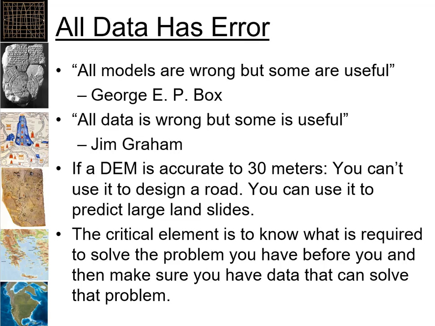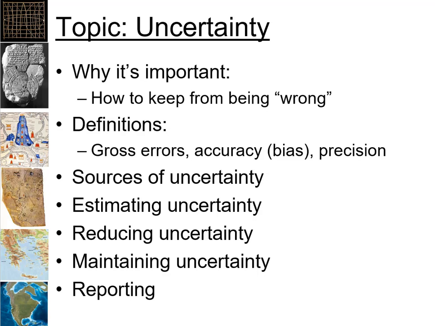As an example, if you've got a 30-meter DEM, you wouldn't want to build a road from that, but you could use it to predict large landslides, and we do. So the accuracy of the data, the precision of the data, is going to be dictated by the problem you're trying to solve. So you need to get data that will allow you to solve that problem. Otherwise, you've got to get different data or change the problem. So that's really what you need to know: what's required for the problem you're trying to solve.